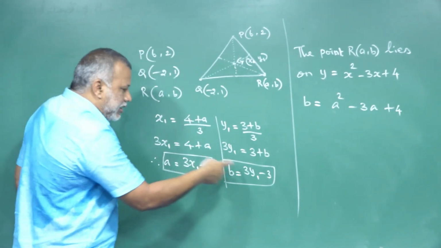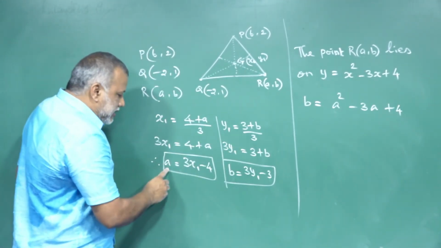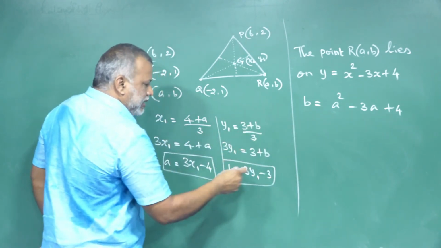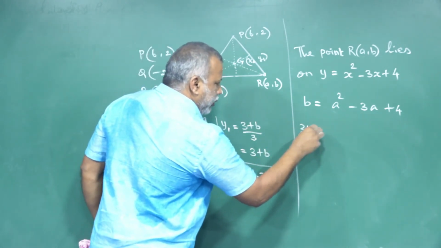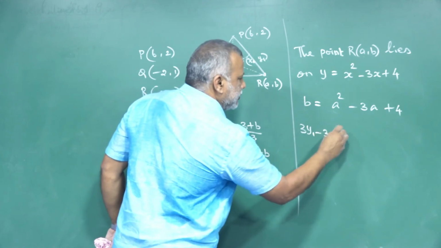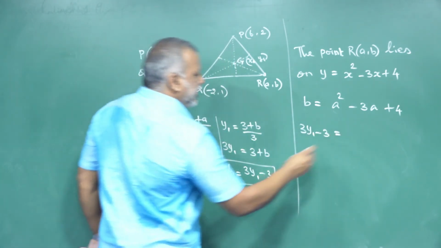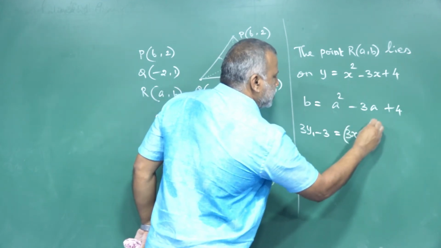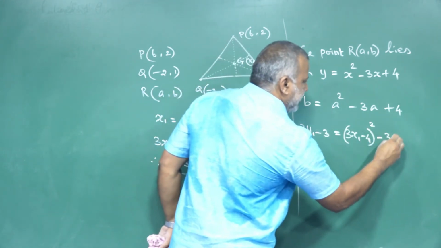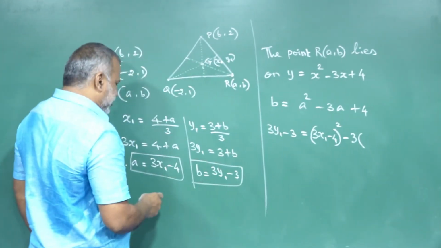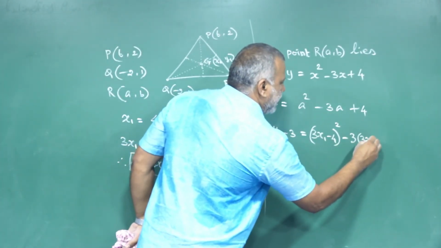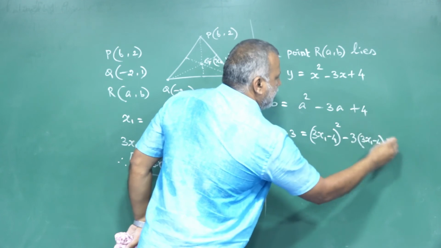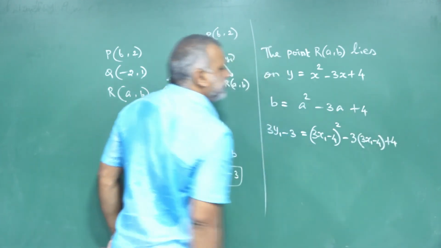See here, a, b already we find out. Just substitute here b. b is replaced by 3y1 minus 3, that is equal to a is replaced by 3x1 minus 4 the whole square minus again 3. A is replaced by 3x1 minus 4. Already we are having one more positive 4.